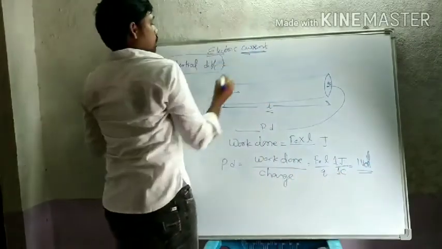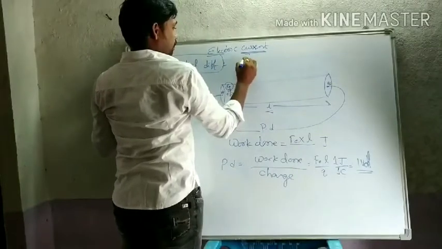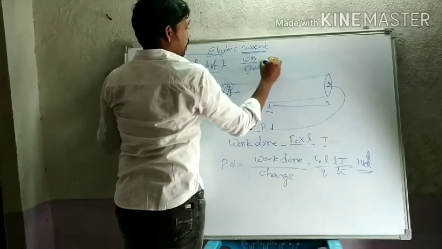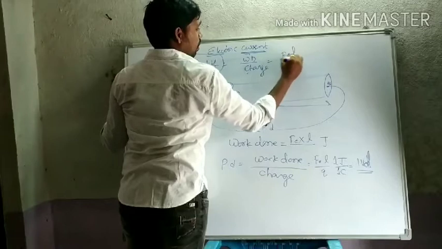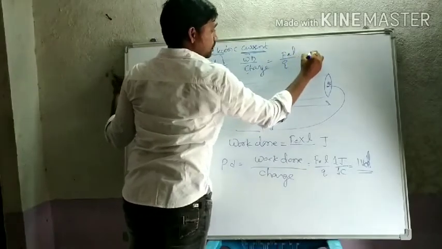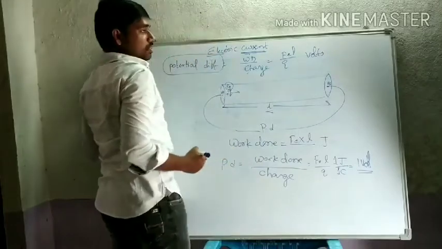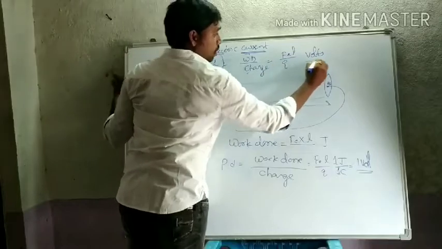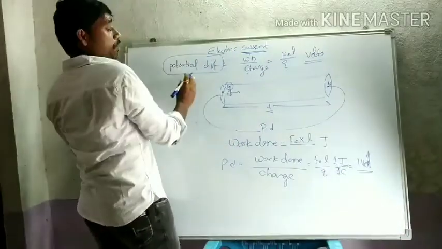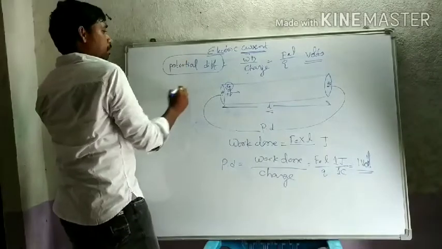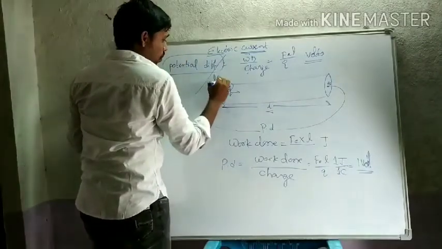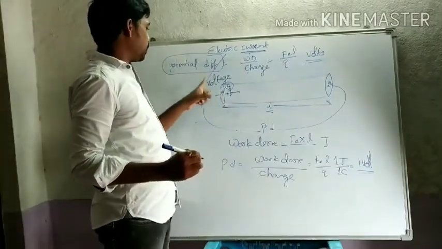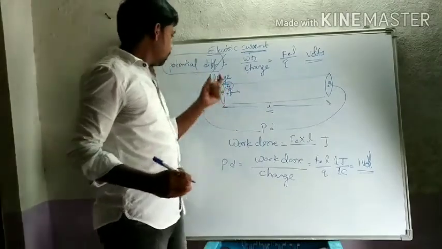So potential difference is work done upon charge, that is Fe into L upon Q. Units are volts. This means 1 joule of work done per 1 coulomb is called 1 volt of potential difference. Another name for potential difference is voltage. So voltage or potential difference is the same, the same definition in terms of voltage.